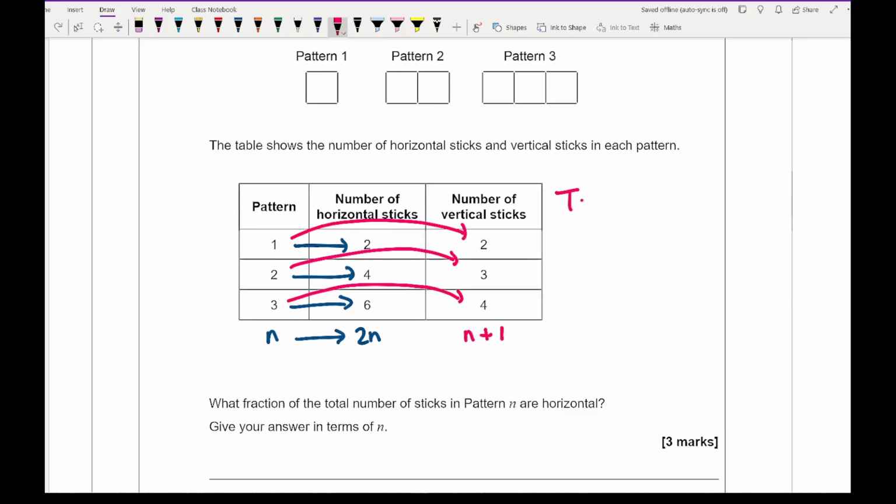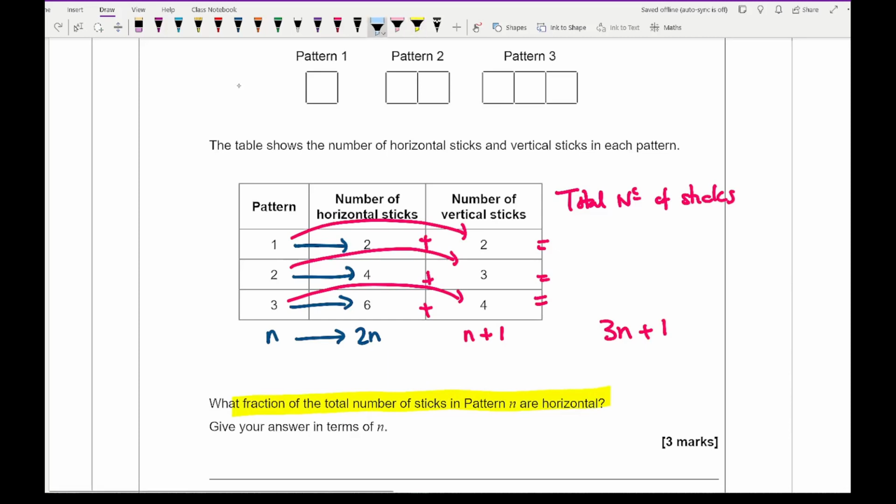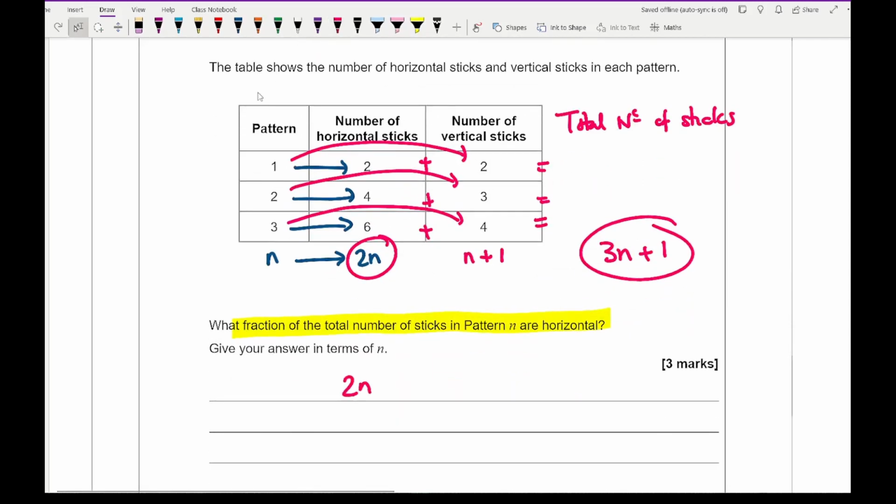So then if I work out the total number of sticks, that's going to be these middle two columns, the second and the third column added together. So if I add the bottom two, that's going to give me 3n plus 1. Now the question's asking me to write down the fraction of the total number of sticks in pattern N that are horizontal. So what I'm going to be doing is using this here over this. So the final answer is going to be 2n over 3n plus 1.